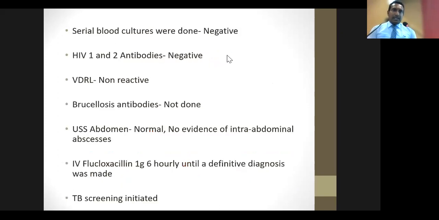Serial blood cultures were done. They came as negative. HIV-1 and 2 antibodies were negative. VDRL non-reactive. Unfortunately, brucellosis antibodies we were not able to do. Ultrasound abdomen didn't reveal any intra-abdominal abscesses. Until we reached a definitive diagnosis, we started IV flucloxacillin, and the TB screening was initiated.